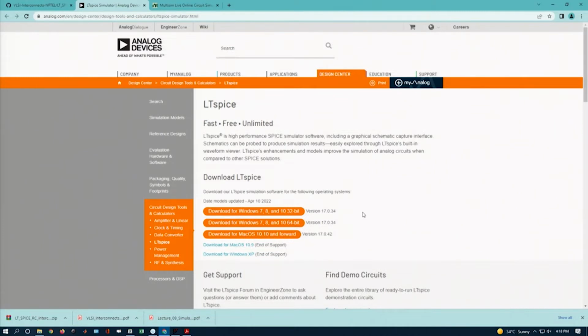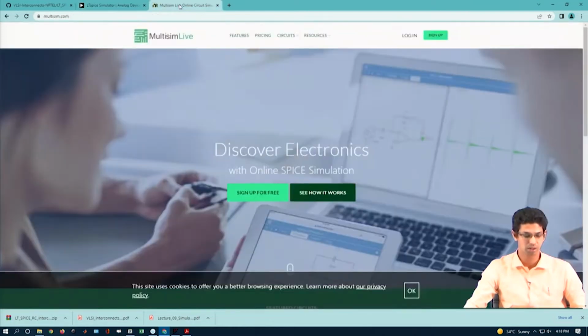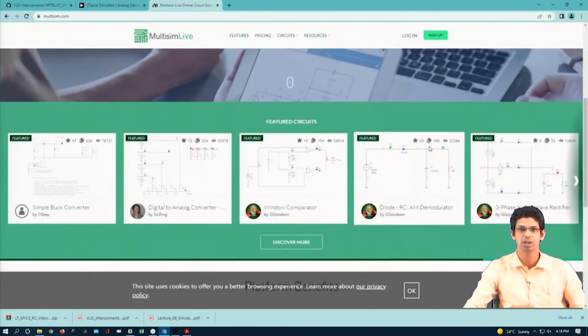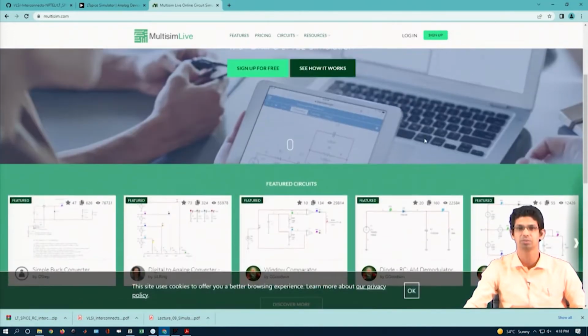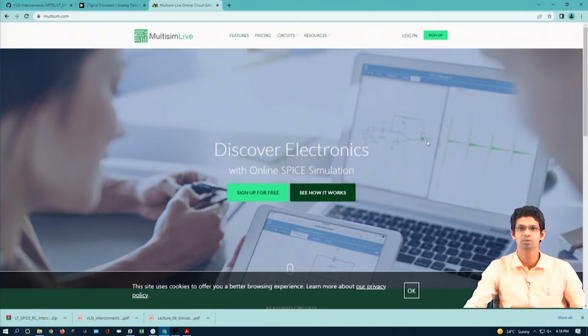Other than this, if you do not want to install anything on your system, if you have limited computational resources, this is anyways a lightweight software, but still if you have some restriction on installing something, there are multiple online simulators as well. One of them is Multisim. So here you can go to sign up, create a login for free, and with a free account also, you can simulate simple circuits. The only issue with a free account here is that there would be limitations on the number of elements that you can use in your simulation.